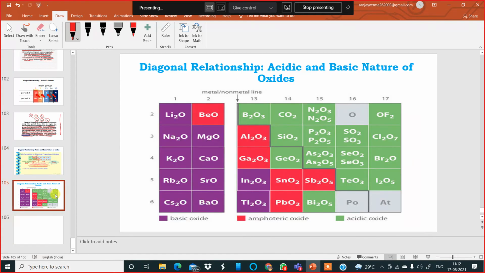Then moving to the next table, acidic and basic nature of oxides. If you see over here, all this color which you can see is basic oxides. Then amphoteric oxides, this one. And then acidic oxides. The rest is acidic oxide. Green color is all acidic oxides. So this chart is also important for you because from here you get to know which oxides in the periodic table are basic, amphoteric or acidic in nature.